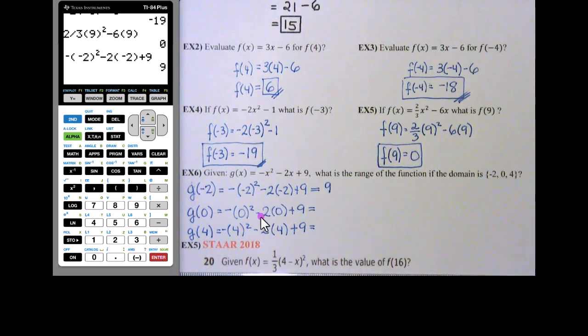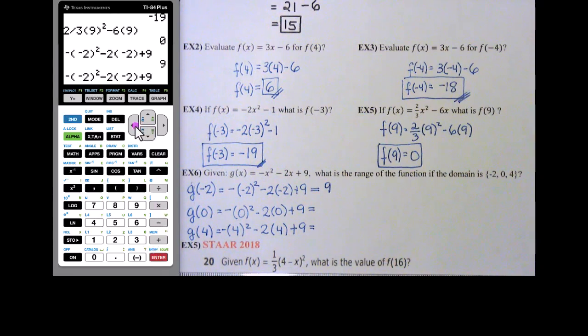Now, if you notice, the next one is pretty much the same thing, except instead of negative 2, I'm replacing with a 0. So what I'm going to do, I'm going to recall my previous command on the calculator by pressing second, enter. I'm going to move my cursor over to the negative 2. I'm going to change that to a 0. I want to delete that 2, so I'm going to press this button that says delete. And I'm going to move my cursor over and press 0. And I want to delete that extra 2. And then I move it across.